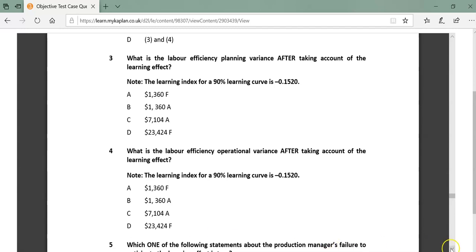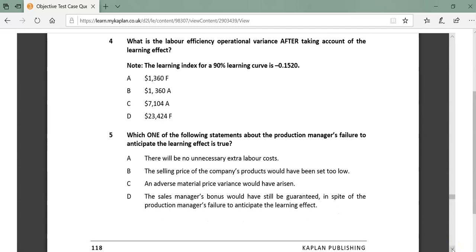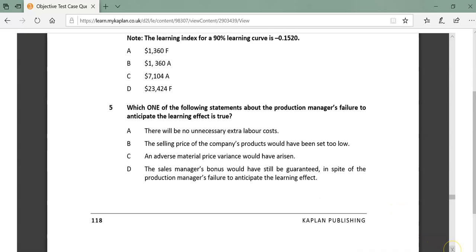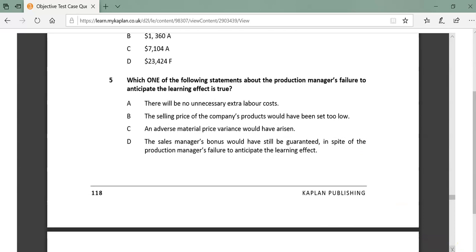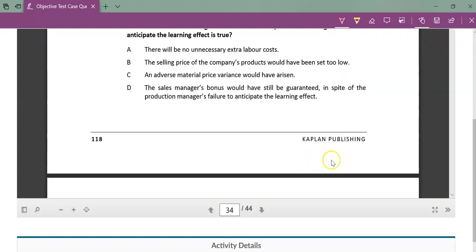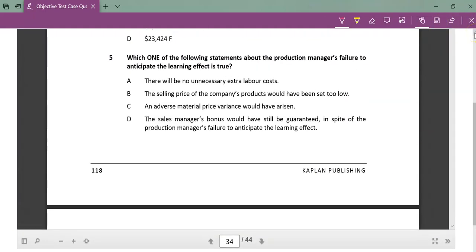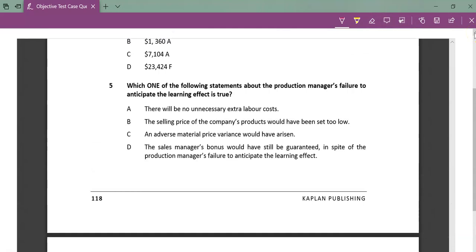Where was I? And then finally, question 5. This is which one of the following statements about the production manager's failure to anticipate. So this is another very interesting one. Because this is the last question, I can sort of do that here as well. Which of the following, in him failing to anticipate the learning effect, is true? So he's not taken into account the fact that we actually will.